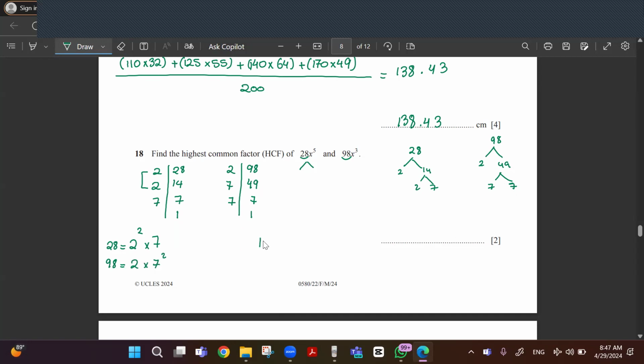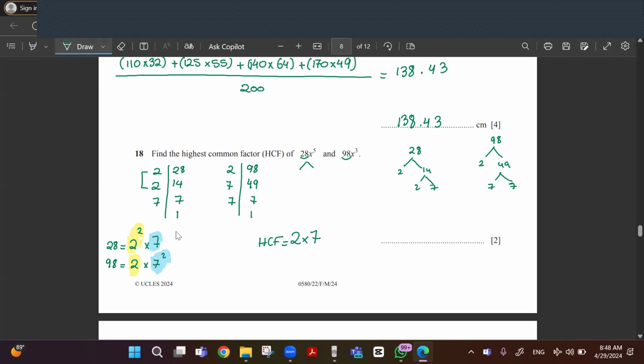How am I going to find the HCF? I am going to take the repeated numbers, but by the lowest power. That means here I have 2 power 2 and 2 power 1. So I am going to take only 2 power 1. Multiply. Here I have what? 7 power 1 and 7 power 2. Take it with the least power. So it will be multiplied by 7.